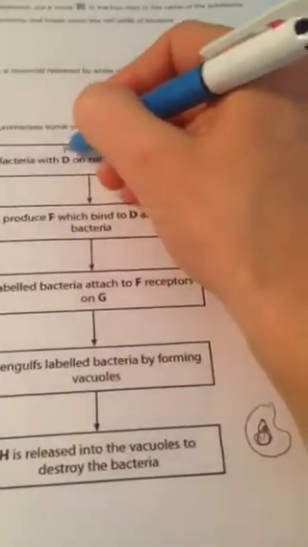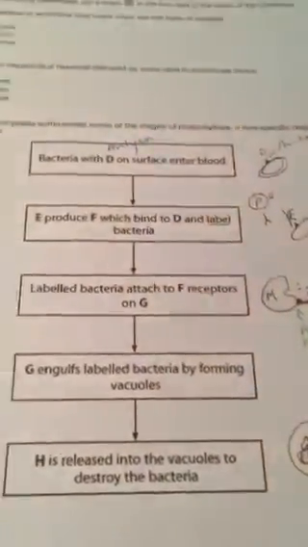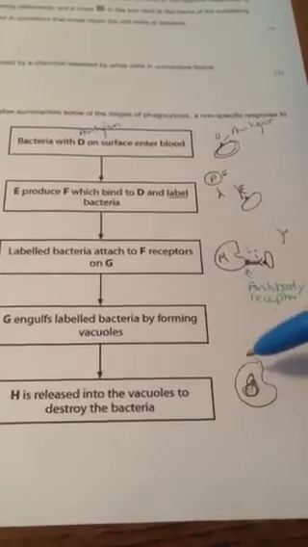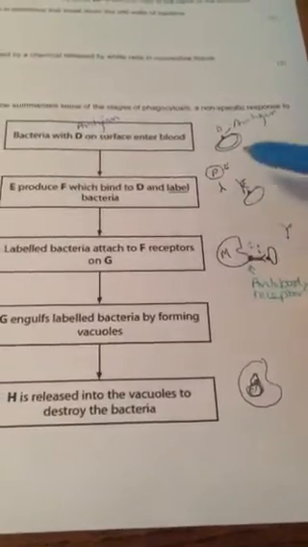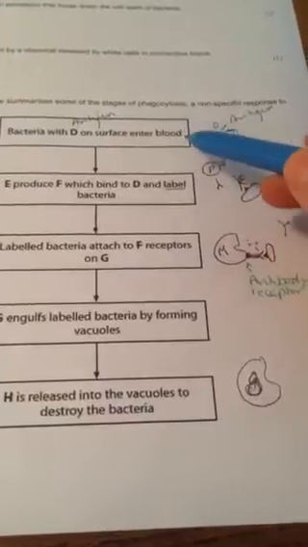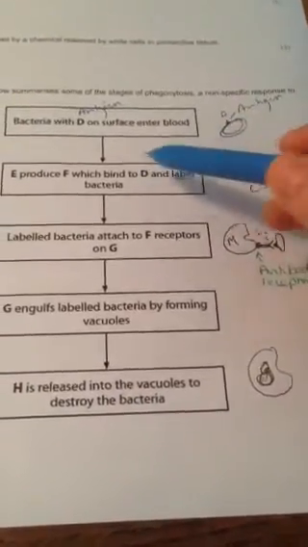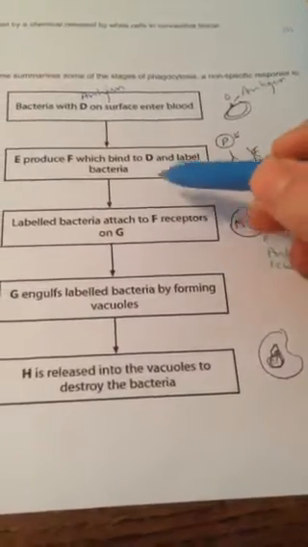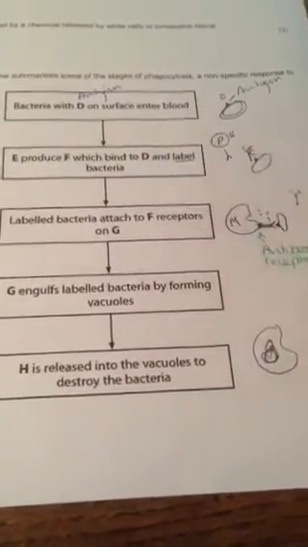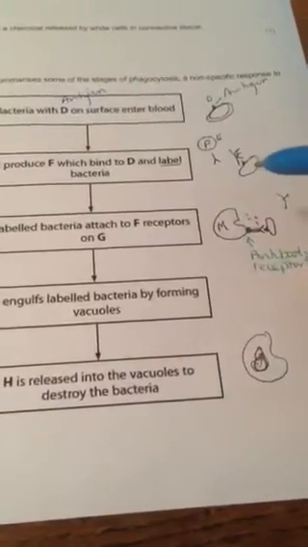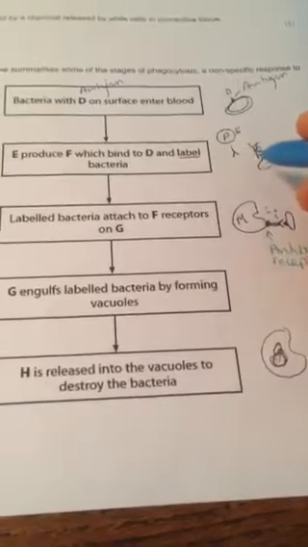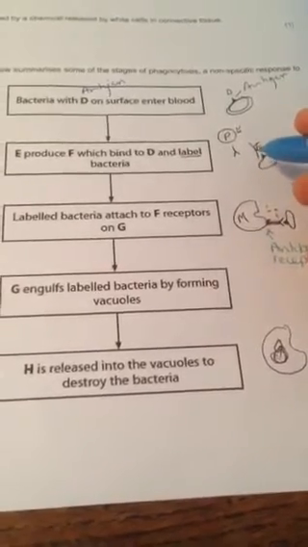Now, in the paper, I gave you antigens already. That's because I was trying to make it an even number. So I've drawn a little picture along the right-hand side, and definitely in the exam you can do this. So bacteria with antigen on the surface enter blood. E produce F, which binds to D and labels bacteria. Now, labelling bacteria, I hope you're immediately thinking, gosh, that's got to be an antibody. Okay, so E produces F. F must be the antibody. That's a little F by that Y-shaped thing there.